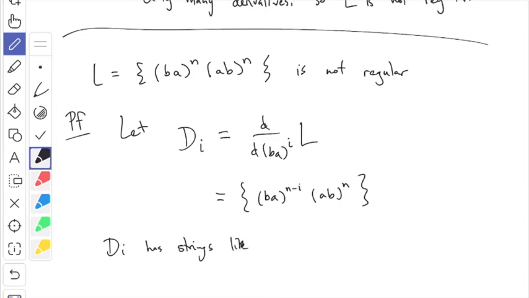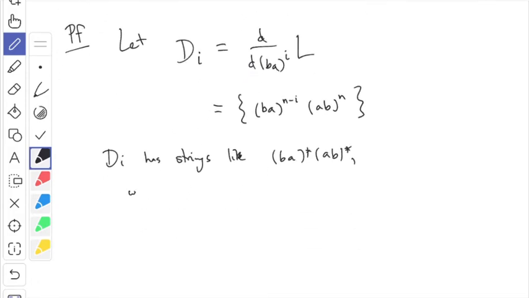Maybe it's easier to use a regular expression type. It's some amount of BAs followed by some amount of ABs, where specifically the number of BAs is i less than the number of ABs. And since that i is going to be different every time, these sets will be different every time from one another.